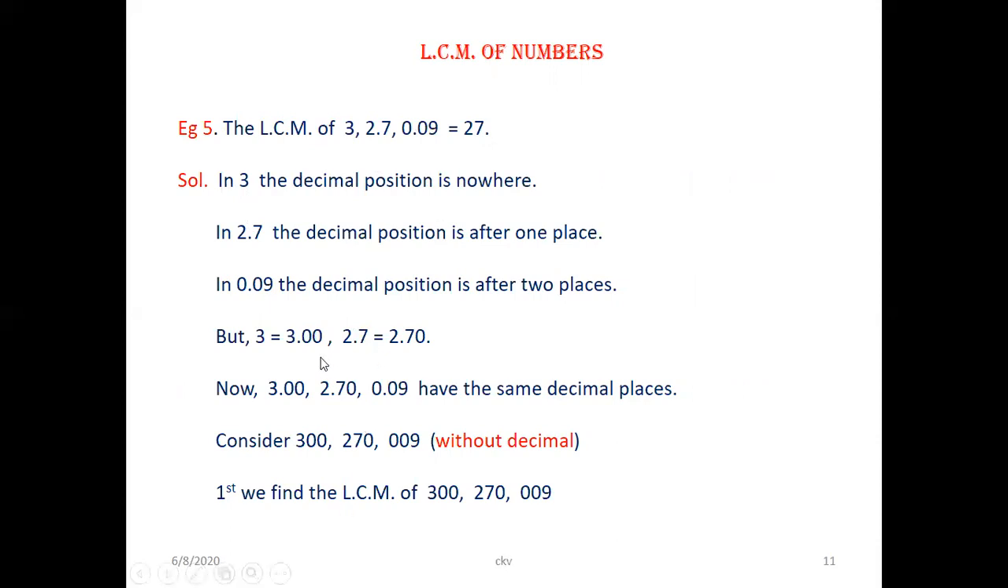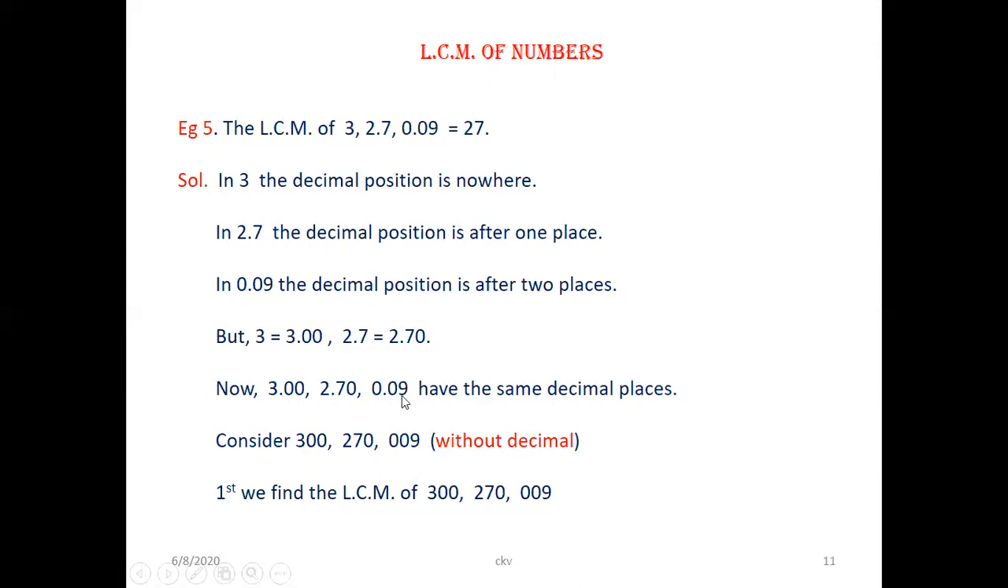So what I did is, here 3 I wrote as 3.00. I included 2 zeros, annexing zeros as I said. Why? Because after 2 places you must have the decimal position. Similarly, in 2.7, after 2 places you must have it, so one zero I included, so that 2.70 is the same as 2.7 only. These two are equal. Now the decimal position was after 1 place, whereas in 0.09 it is after 2 places.